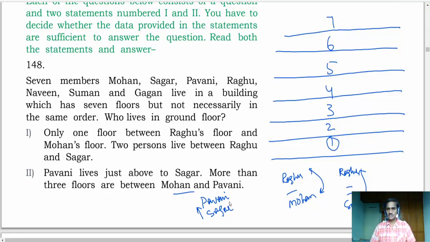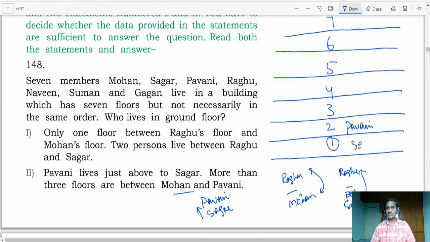Now Pavani is above Sagar, isn't it? And immediately above Sagar, so Pavani comes here. Suppose Pavani came here, more than 3 floors between Mohan and Pavani. So Pavani cannot be on the first one. Hence Pavani must be here. If Pavani is here, then Sagar is here. More than 3 between Mohan and Pavani means 4, so Mohan cannot be here.